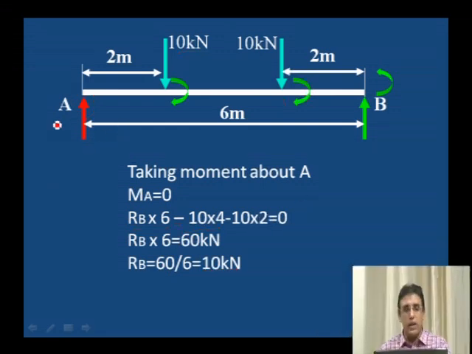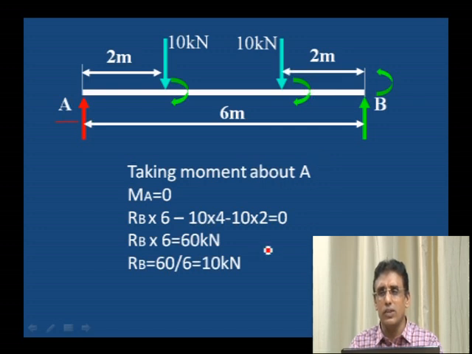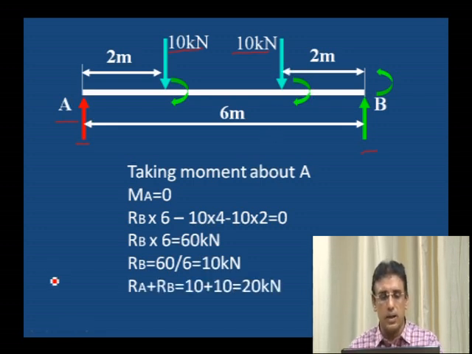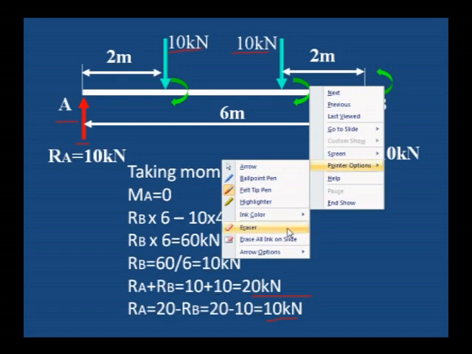To calculate RA, the second equilibrium condition, that is sigma vertical forces is equal to 0. Of the 10 kilonewton and 10 kilonewton, 20 kilonewton is acting downward, and RA and RB are the upward forces. RA plus RB is equal to 10 plus 10, 20 kilonewton. RA is equal to 20 minus RB. Therefore, 20 minus 10 is equal to 10 kilonewton. Here we got the RA value and RB value as 10 kilonewton. Why did we get equal values?